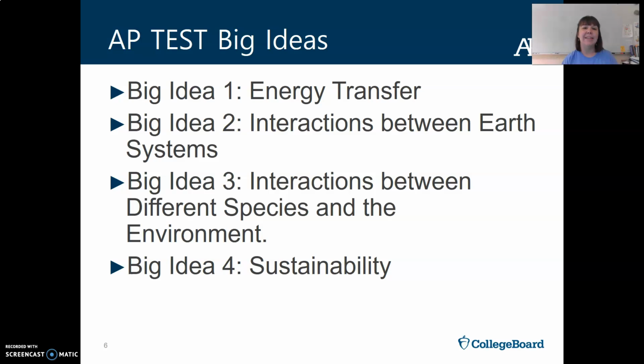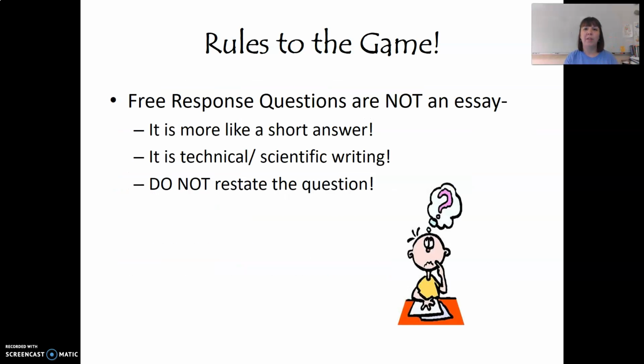There are several big ideas that we'll run into a lot throughout the year. One is how energy is transferred, both energy like electricity and energy like the food that we're eating and food webs and food chains. There's interactions. The great thing about environmental science is everything is connected. Everything involves everything else. So we'll talk a lot about those interactions. Interaction between different species in the environment, and then sustainability, how we can keep the earth going throughout the coming years.